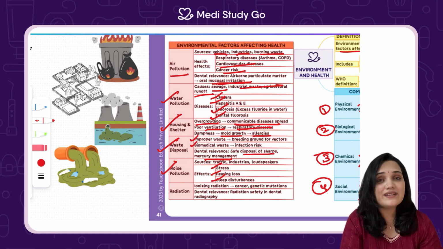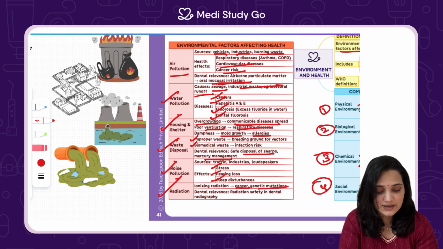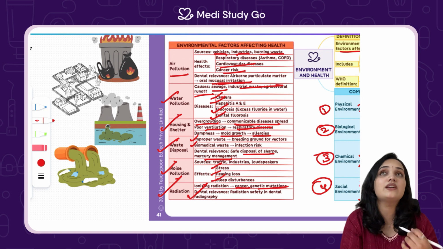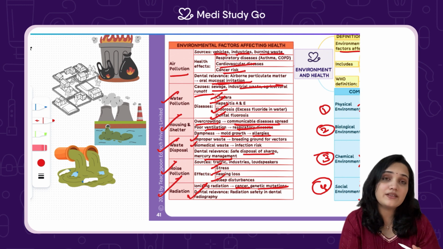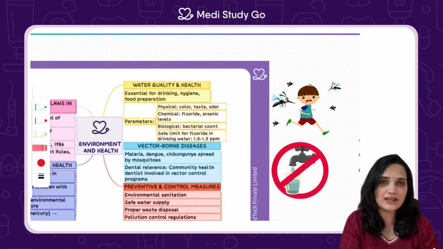Noise pollution is also considered an important environmental health issue. Then radiation comes into play. Now we know what radiation does. It can cause cancer and genetic mutations. And in dentistry, radiation safety should be followed in dental radiography. This is very important.